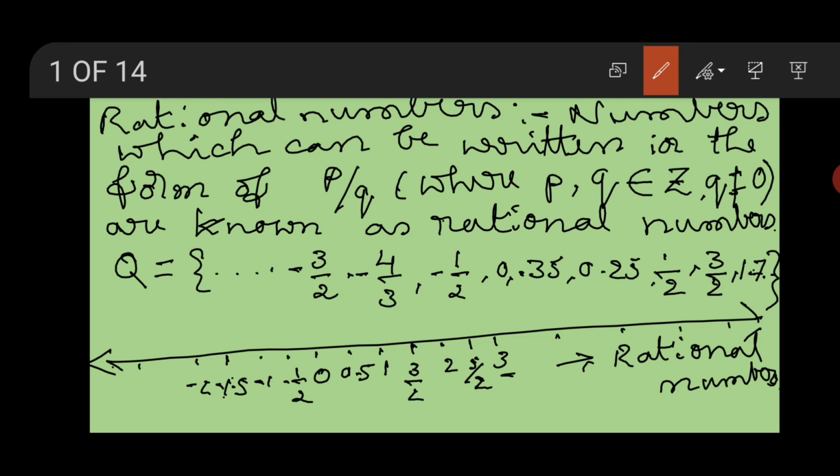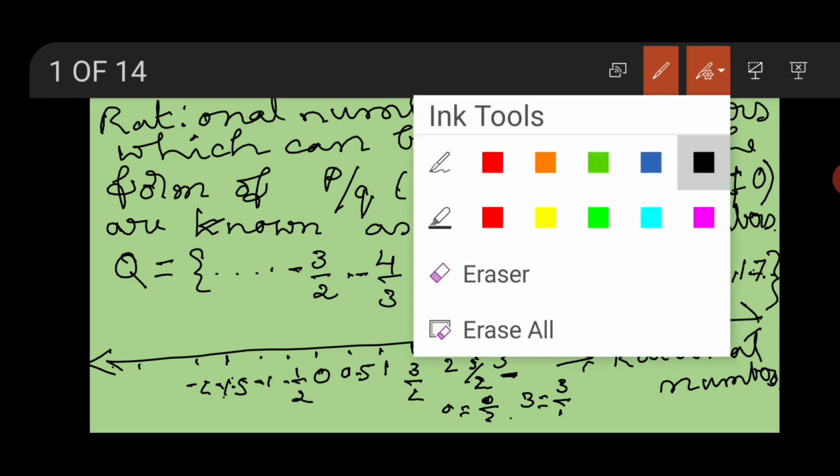Here some numbers I didn't write in P by Q form. For example, this 3 I didn't write in the form of P by Q, but I can write it in the form of P by Q. How? 3 can be written as 3 divided by 1 also, right? And 0, how can you write 0? 0 is equal to 0 divided by any number, 2, 3, 5, or any numbers. Its value is 0 in this way.